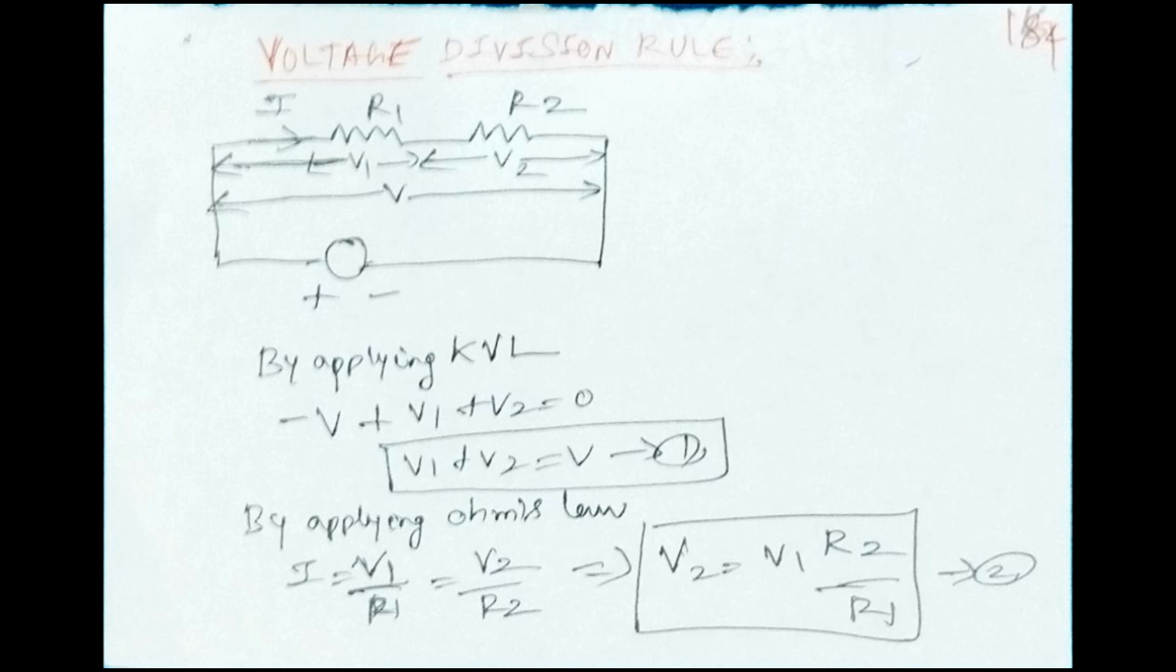By applying Kirchhoff's voltage law, minus V plus V1 plus V2 is equal to 0. V1 plus V2 is equal to V. That is the first equation. By applying Ohm's law, I is equal to V1 divided by R1, is equal to V2 divided by R2. So V2 is equal to V1 into R2 divided by R1. That is the second equation.